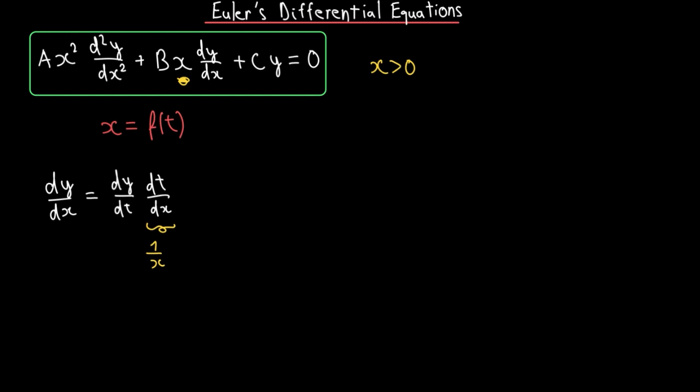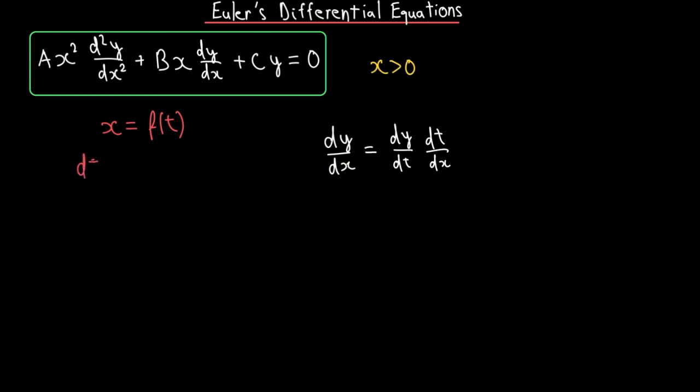And similarly, when we take the derivative again, we need to have something of the form another constant b times 1 over x squared, which cancels out with the x squared over here. And therefore, we turn this differential equation with variable coefficients into a differential equation with constant coefficients.